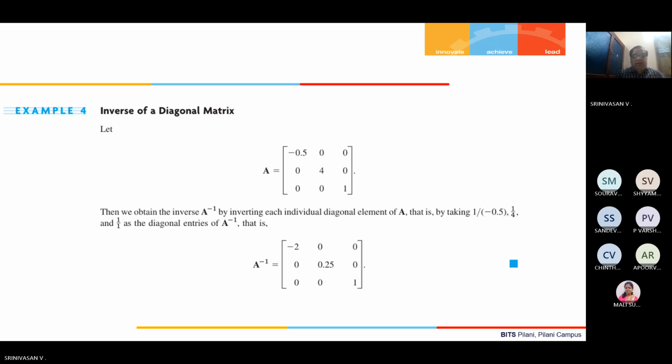Why the insistence that all A_JJ, that is A11, A22, A33, must be non-zeros? Because supposing there is a 0, for example this is 0, then if you take the reciprocal, it will become 1 by 0, which is infinity, which cannot be the case. Therefore, necessarily, the diagonal elements must be non-zero. Then only the inverse exists.